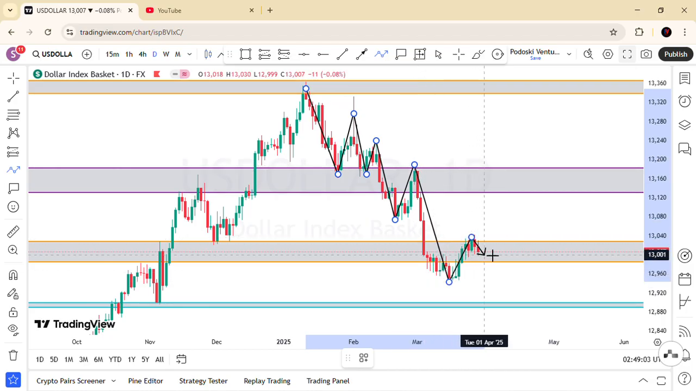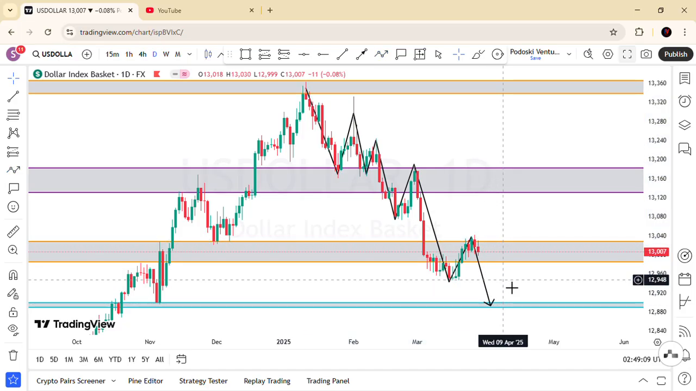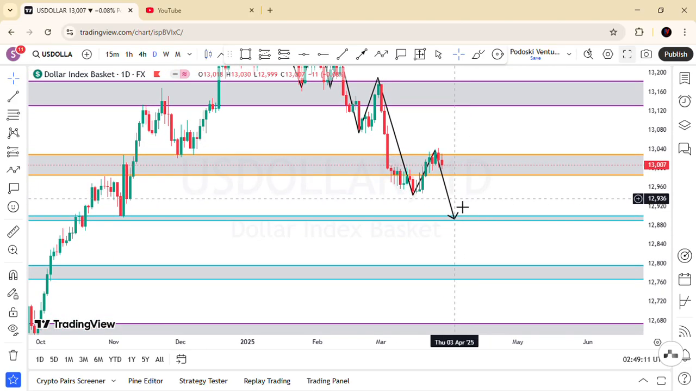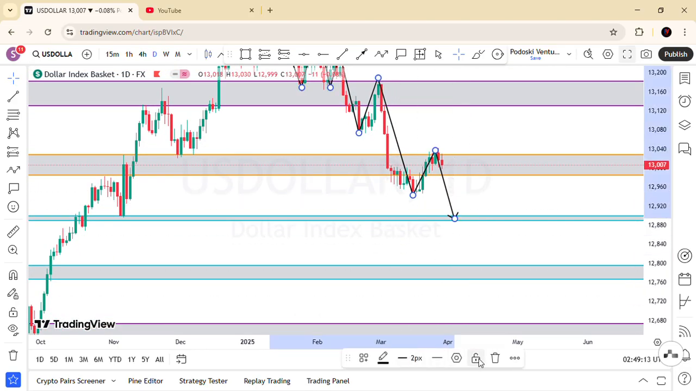And price is showing rejection over there. So we should be expecting a new lower low as expected. Price should give us a new lower low as expected.